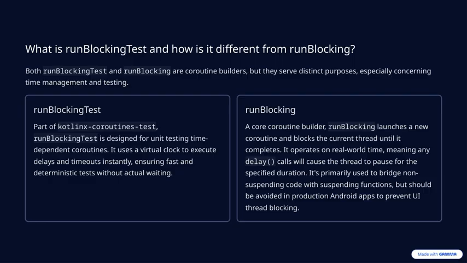But it's important to remember that using runBlocking in production, especially on Android, can block the UI thread and cause performance issues, so it's generally better suited for testing or scripting. To sum up, runBlockingTest is optimized for testing scenarios: fast, deterministic, and virtual time, while runBlocking is more suitable for bridging code in actual applications, but with caution to avoid blocking the UI unnecessarily. Understanding these differences helps us write better, more efficient coroutine code, especially when testing complex time-dependent logic.